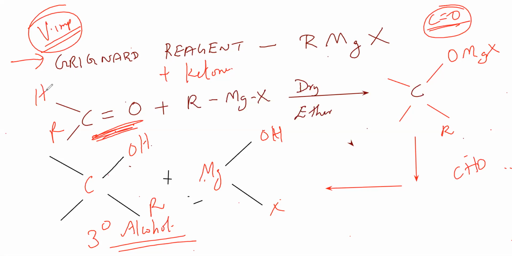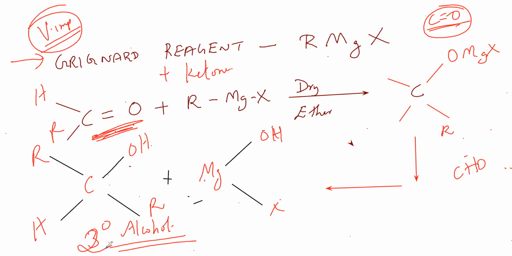Then what will happen? Instead of two R's, one will be replaced by H. So I'll get secondary alcohol. On treatment with aldehyde, I'll get secondary alcohol. Ketone, I'll get tertiary alcohol. On aldehyde, I'll get secondary alcohol. So is everyone clear up to this? Grignard reagent with respect to ketone and everything.